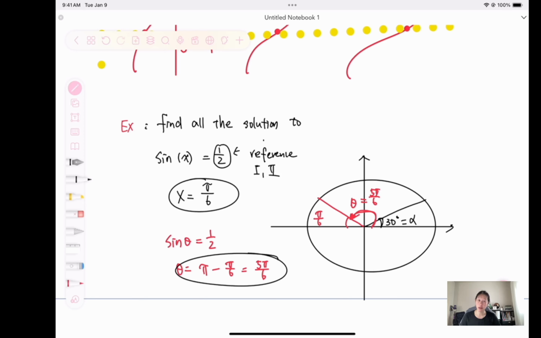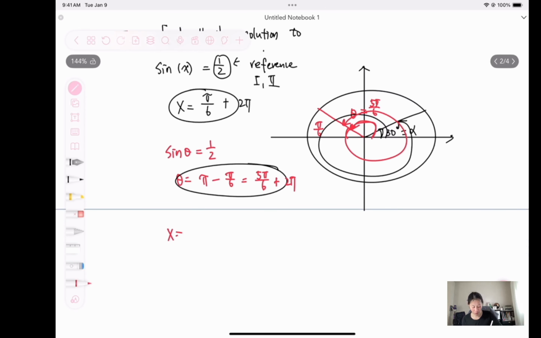Well, since they repeat every 2 pi, that means every 360 degrees. So if I rotate this again, this also will be a solution. If I add 2 pi, it will be another solution. Similar to the red one, if I go around again for another 2 pi, that would be another solution. And then I can add 4 pi, I can add 6 pi, 8 pi, right?